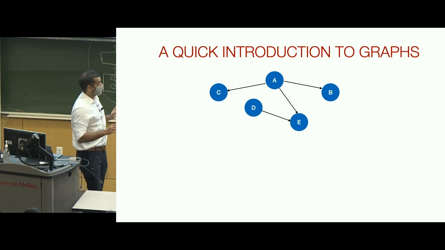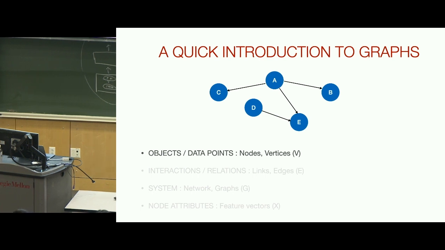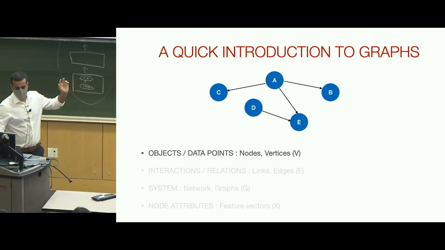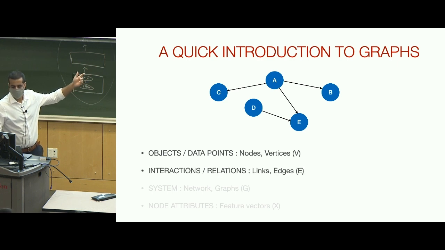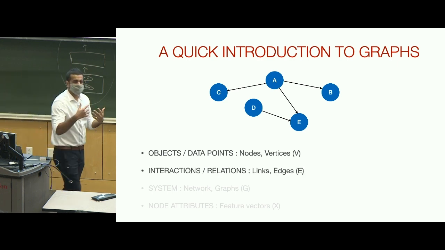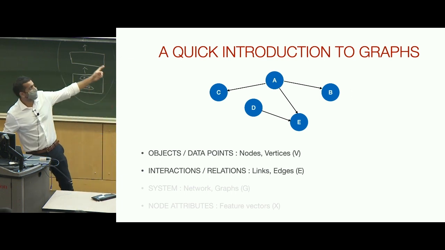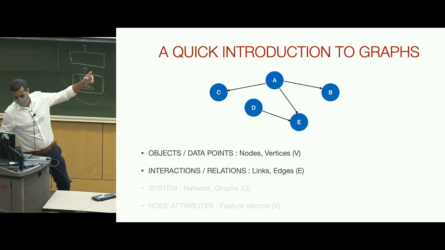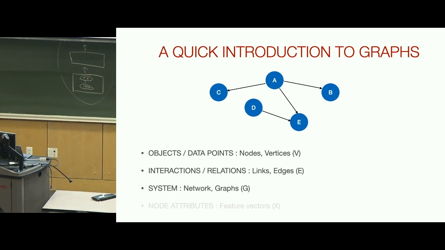So, a really quick introduction to graphs. Just introduce you to these 4 terms. Hopefully these are all that we'll need for this lecture. Objects or data points are represented as nodes or vertices, represented by V. The interactions between those data points are the relations, which are represented by these arrows in the graph, or links or edges, they're called. The entire system is called a network or a graph.